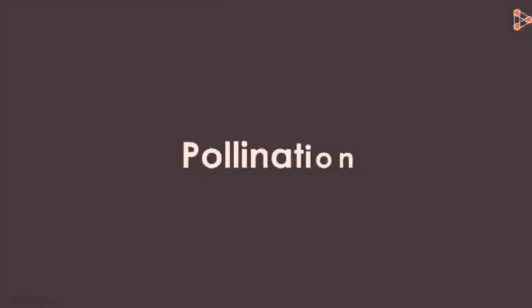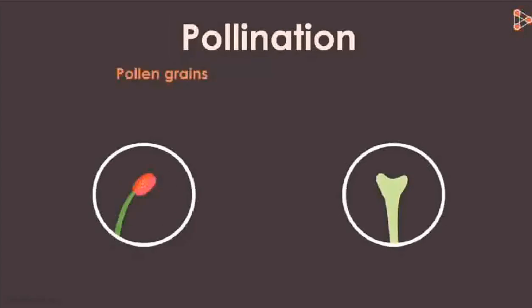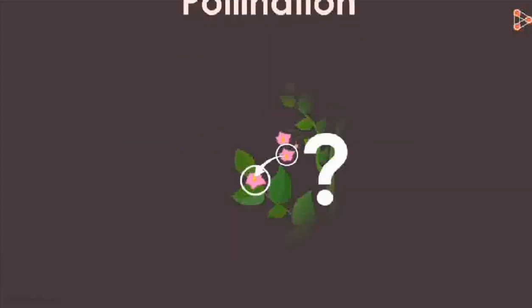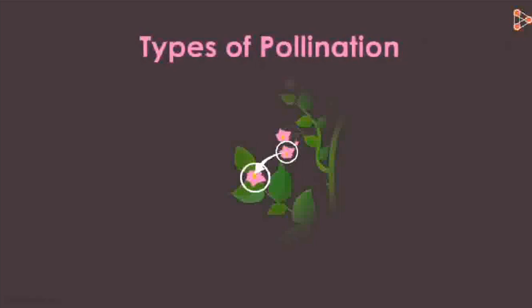Now let us learn about pollination. It is the process by which pollen grains are transferred to the female reproductive organs of a plant. Types of pollination. There are two types of pollination: self-pollination and cross-pollination.